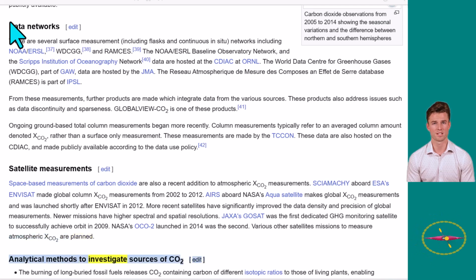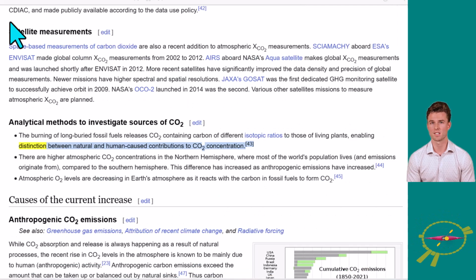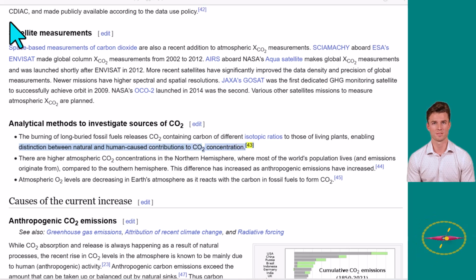Analytical methods to investigate sources of CO2. The burning of long-buried fossil fuels releases CO2 containing carbon of different isotopic ratios to those of living plants, enabling distinction between natural and human-caused contributions to CO2 concentration.